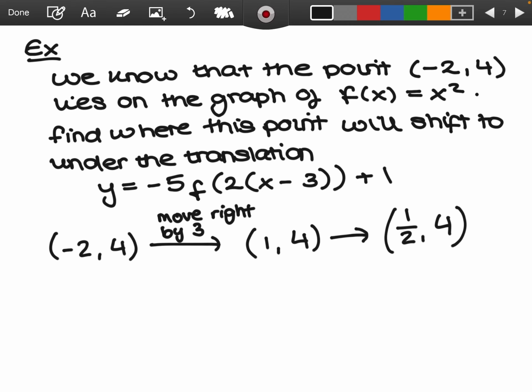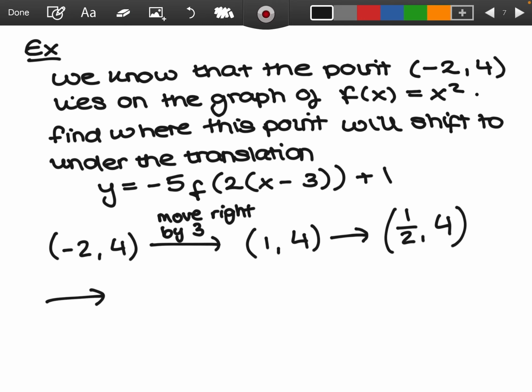We'll first deal with the 5, then deal with the negative, because that negative, all it does is it's going to reflect this thing, whereas 5 is actually going to deal with a stretch of the graph. So I would deal with the stretch first, then I would deal with the reflection. So that 5 is going to stretch our graph vertically by a factor of 5. So that's going to affect our y coordinate. It doesn't affect our x coordinate.